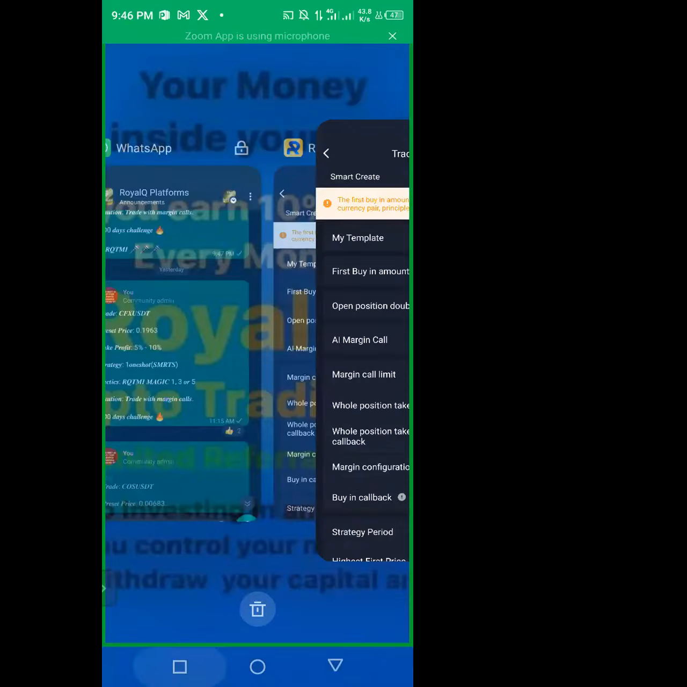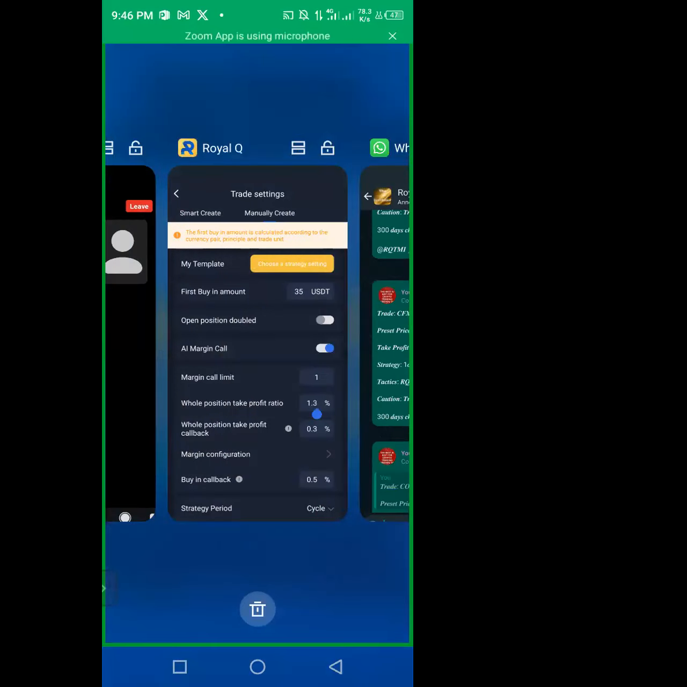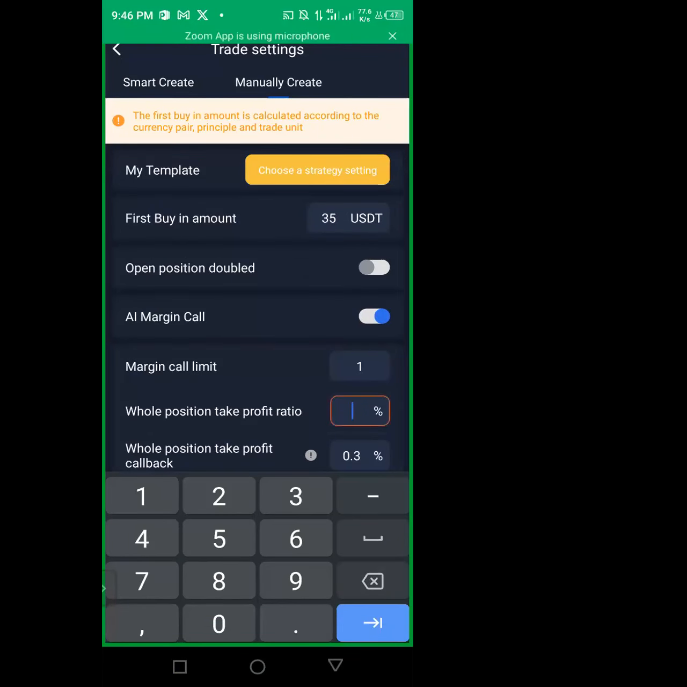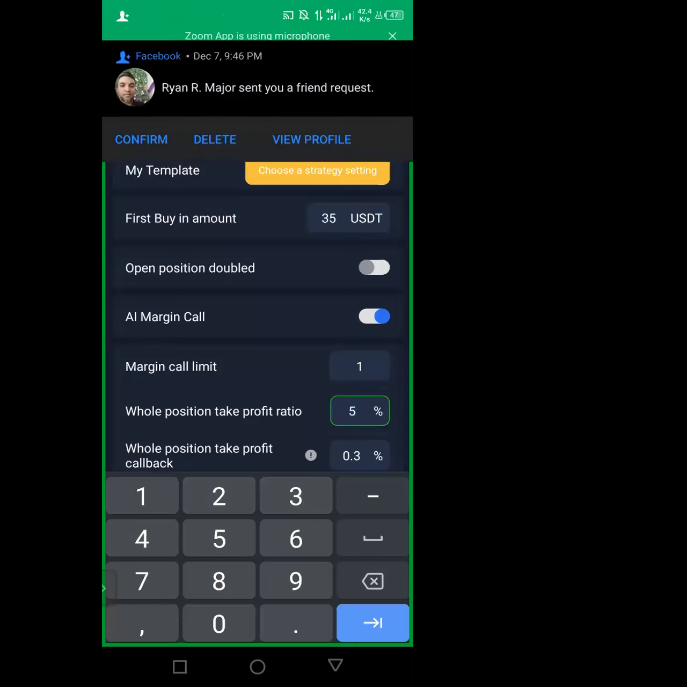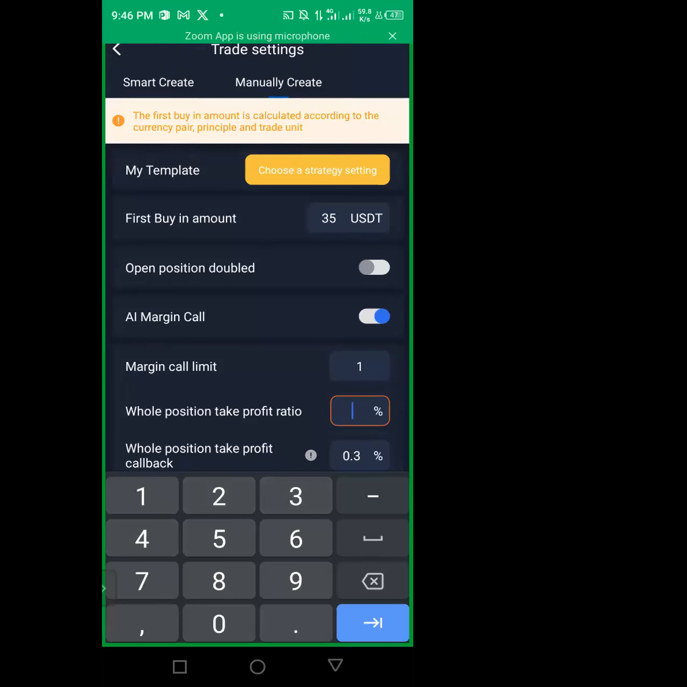The signal says the take profit is 5 to 10. So 5 to 10%, depending on your greed level or on your patience level. If you don't have more patience, you can use 2. You can use 3. You can use 4%. You can use 5 according to the signal. But if you know that you don't have patience to wait, you can use 2. You can use 3. So let's say we use 3% here.